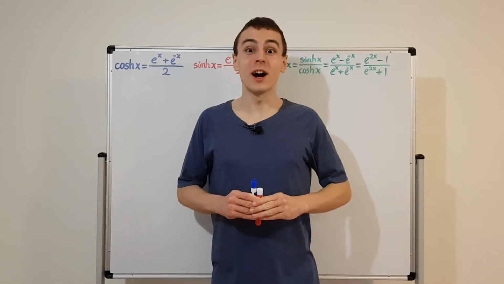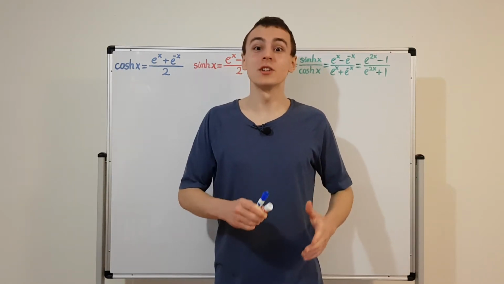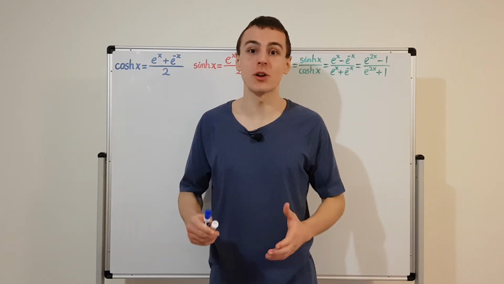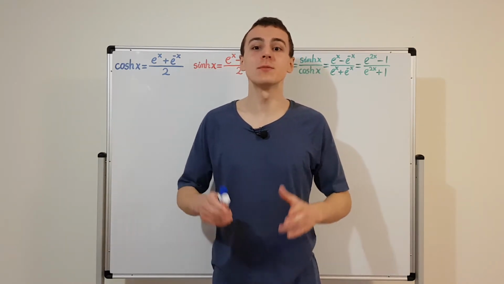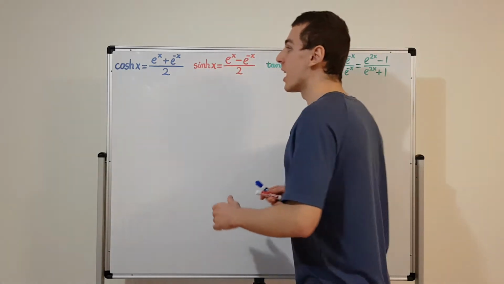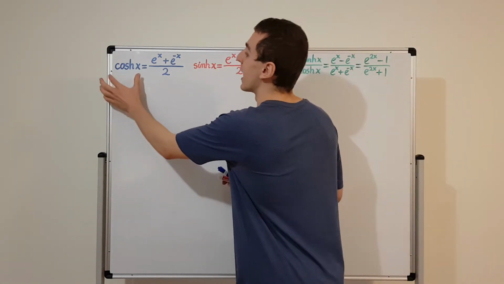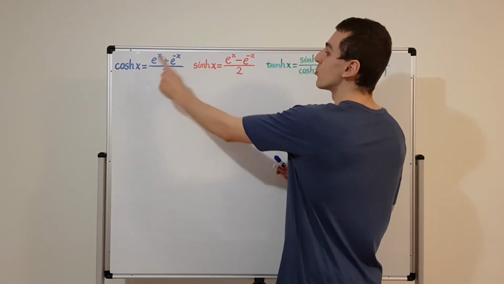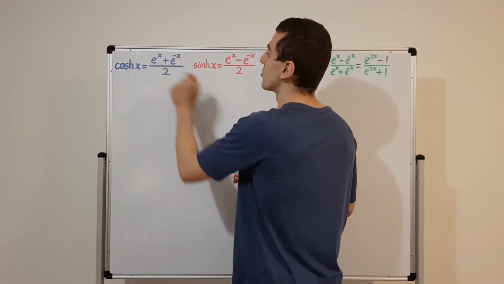In this video, I'm going to use complex numbers to show the relationship between hyperbolic functions and trigonometric functions. Let's start off with some definitions. Over here, I've written the definitions of hyperbolic cosine and hyperbolic sine. These guys are both written in terms of the exponential function.